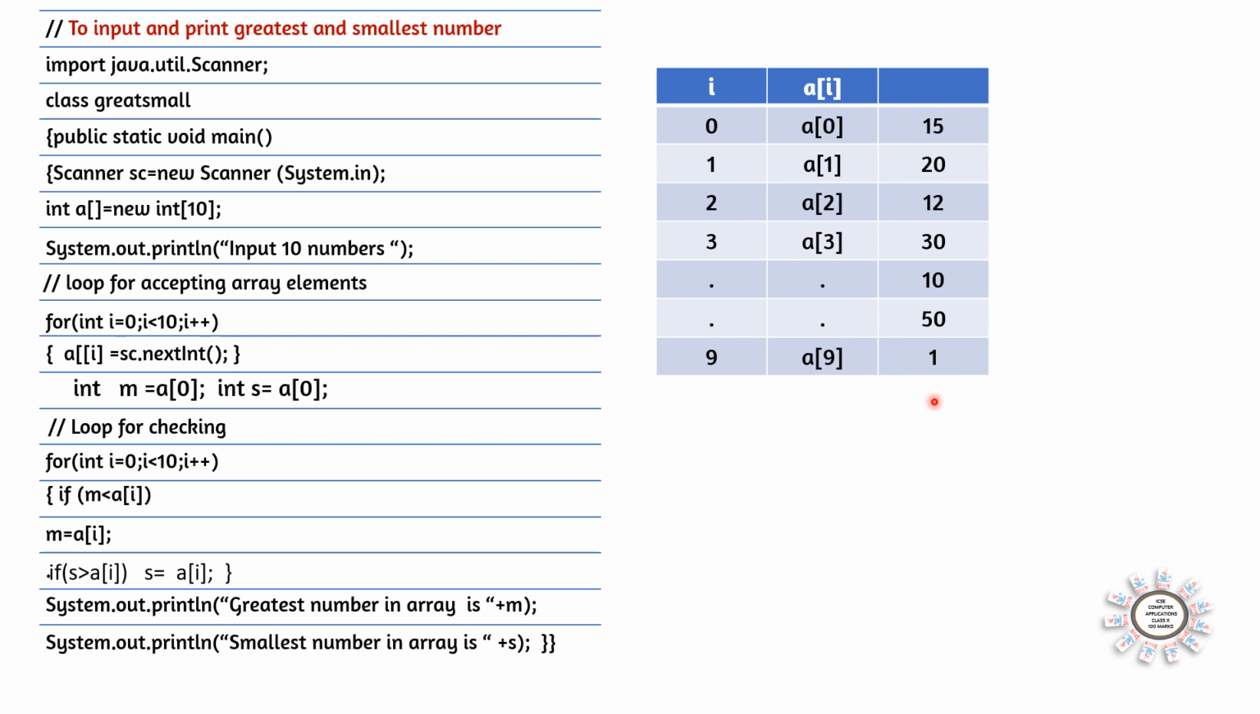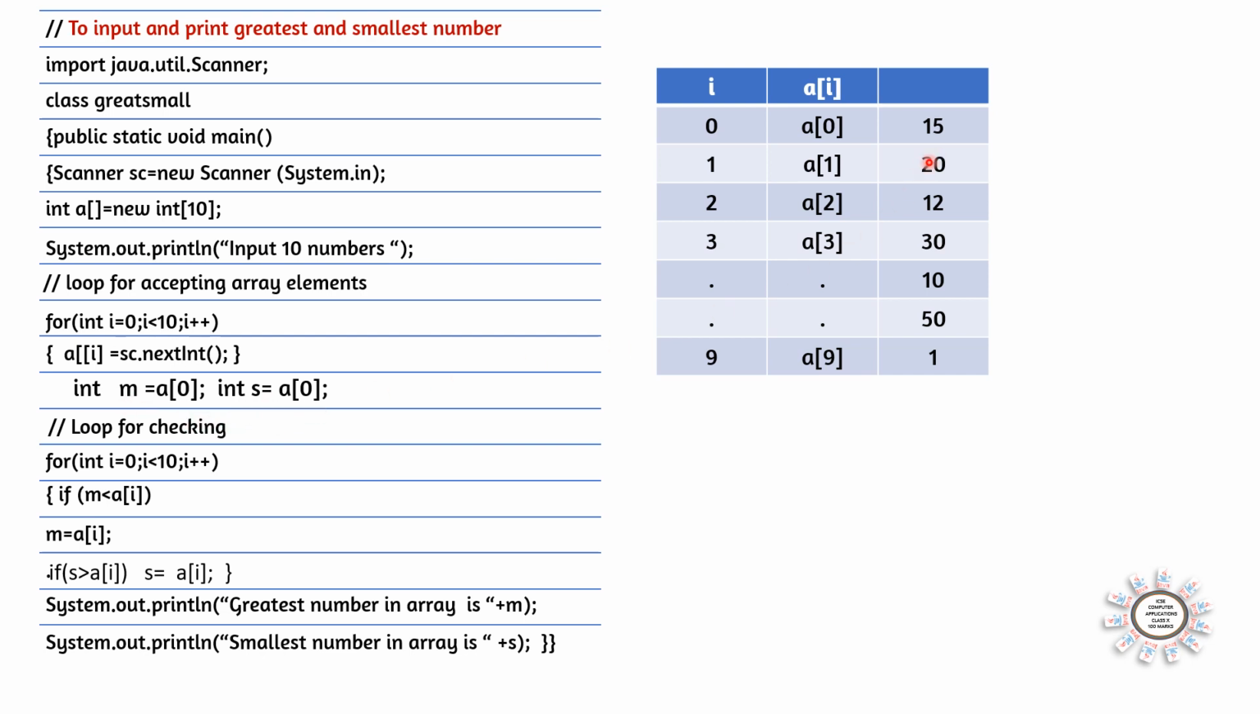Now we have to find which number is the greatest number and which number is the smallest. We can just see and tell 50 is the greatest number and 1 is the smallest number. But in a Java program, we have to write the logical steps. So the first number we are storing in a variable. We have taken int M for storing the biggest number and int S for storing the smallest number.